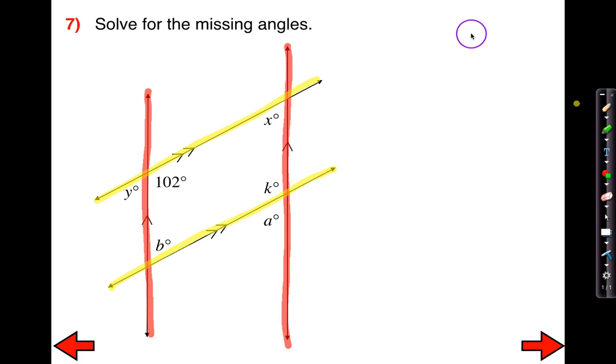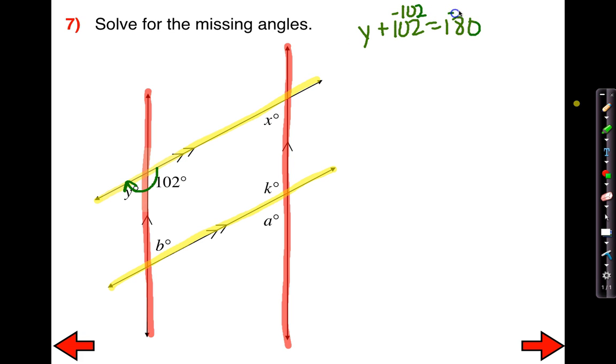With parallel lines, we know a few things, right? We know that alternate interior angles are congruent. Okay. We know corresponding angles are congruent. We also know same side interior angles are supplementary. So first of all, I want you to recognize that this angle here will add up to 180 degrees. So let's go ahead and figure out what Y is first. So Y plus 102 equals 180 degrees.